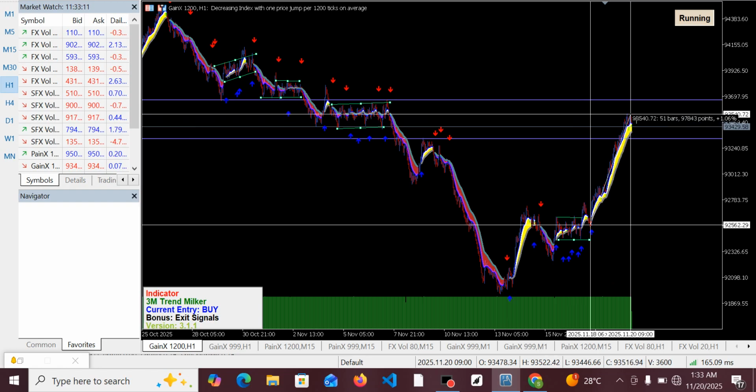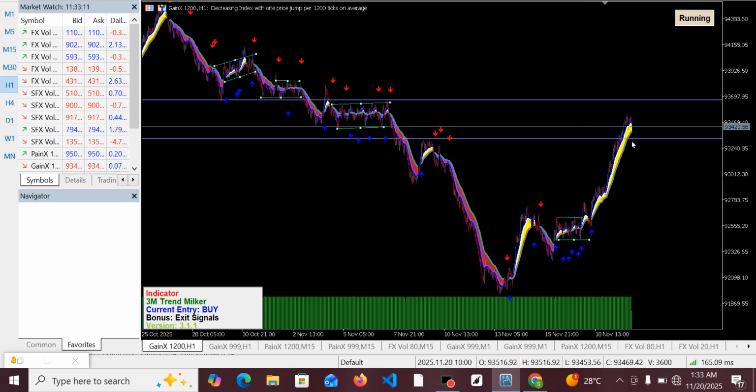This has been going on for days now because this is 51 candles of the 1 hour time frame. That is, it has been going on for 51 hours. That's so amazing. And this has actually given us 97,843 points. Yesterday, I said it will achieve this TP right from here. Check it out. It achieved it.